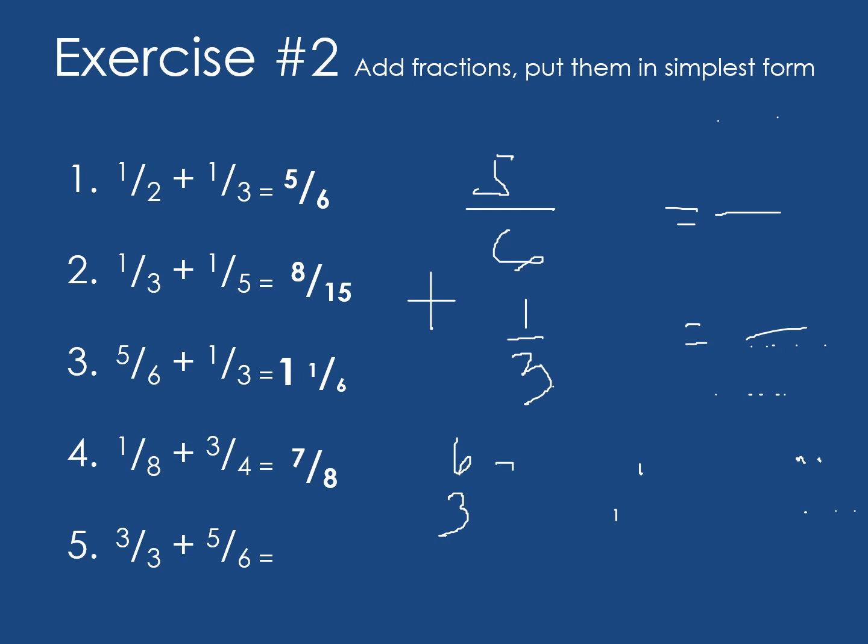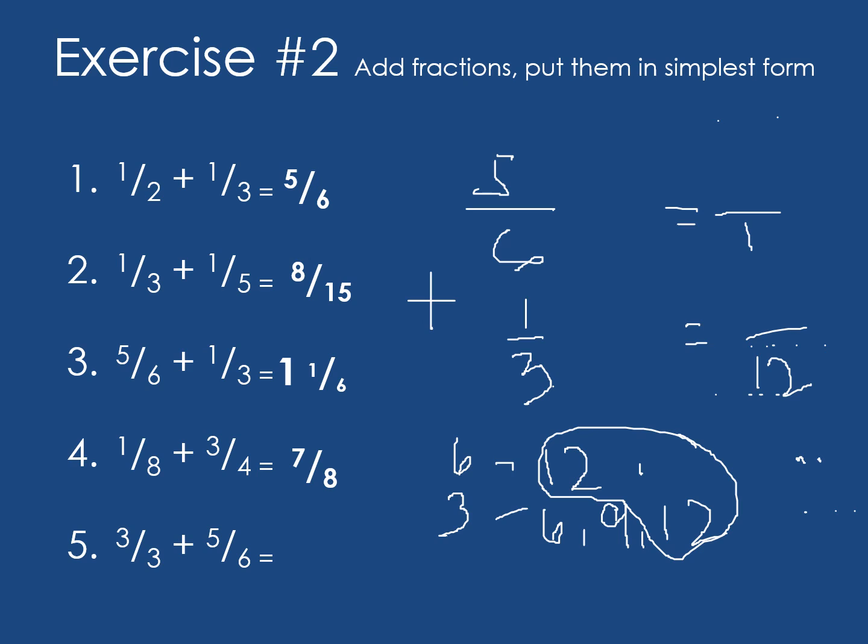Skip counting again. 6, 12. Then 3. Do not proceed anymore, because you are nearly at the correct answer. So 3, 6, 9, 12. So what is the common number? Okay, 12. So you write down 12 and 12 in order to become similar fractions.